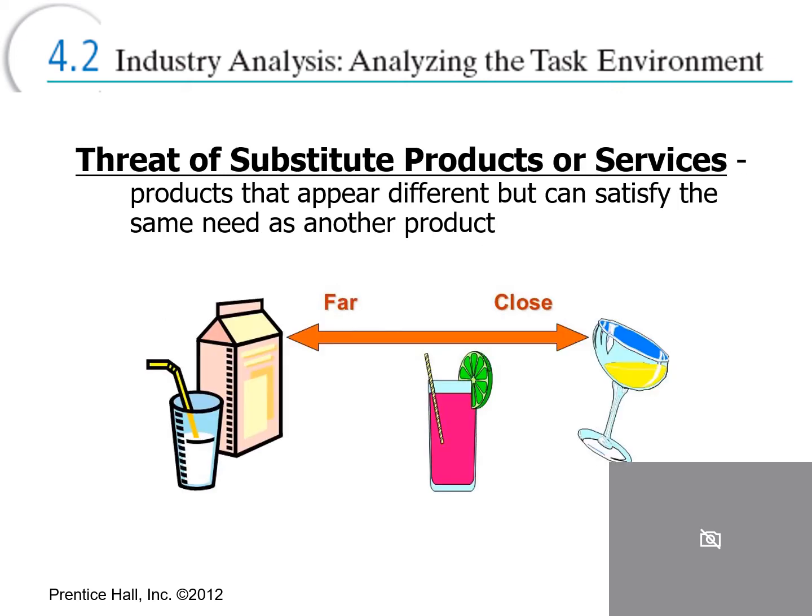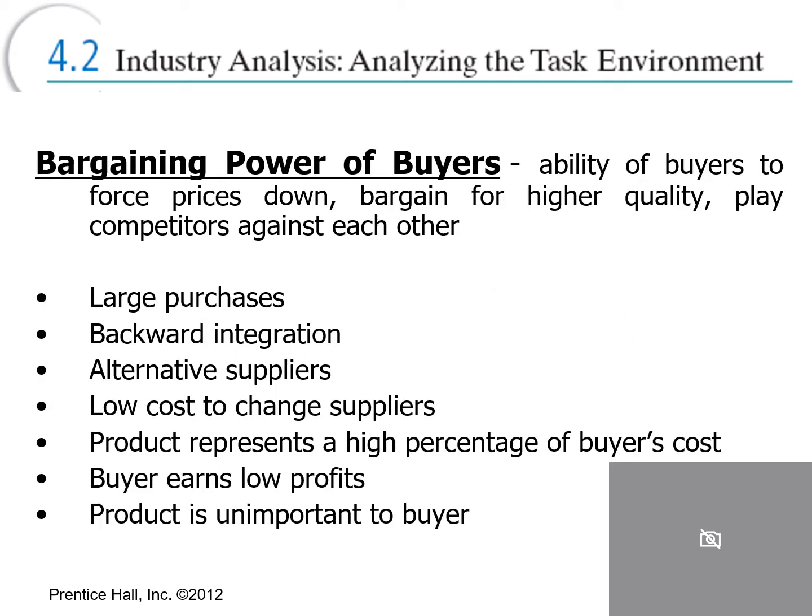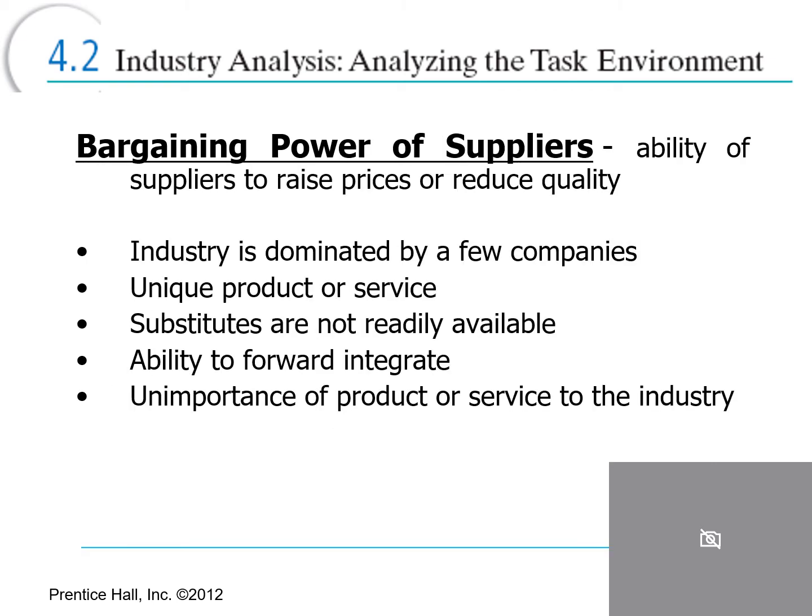Threat of substitute products: instead of drinking lemonade, you might drink milk. You see, so there are substitute products. We discussed the bargaining power of buyers, and finally the bargaining power of suppliers. If that bargaining power is high, it is not favorable to your business.